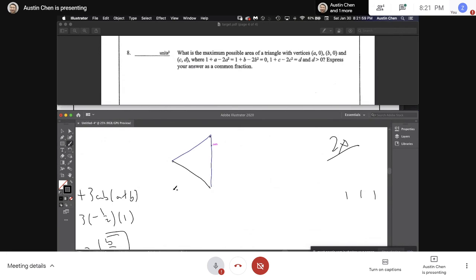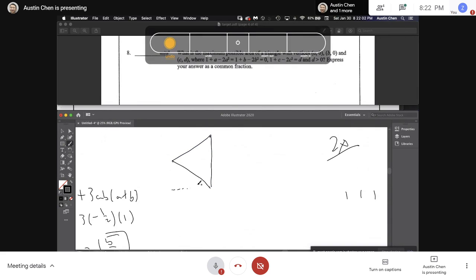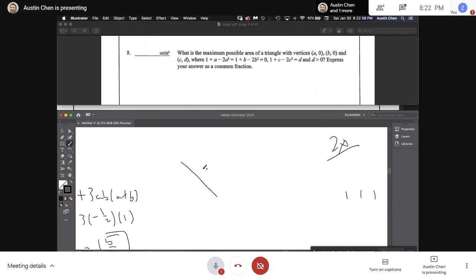Okay, so basically, this is the origin. So this is A, then this right here is C, and this is D, and then this is B. And we have some wacky equations.